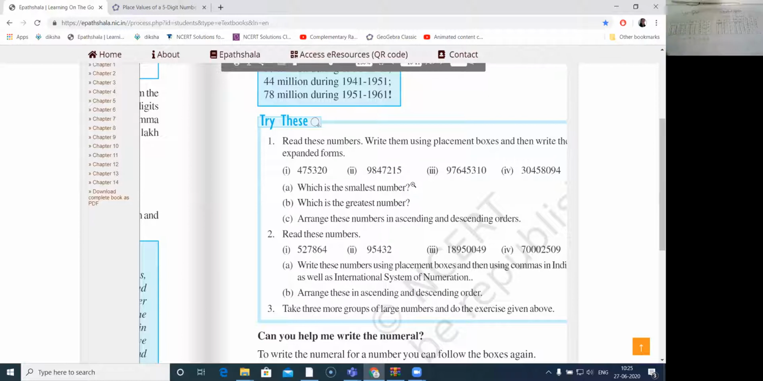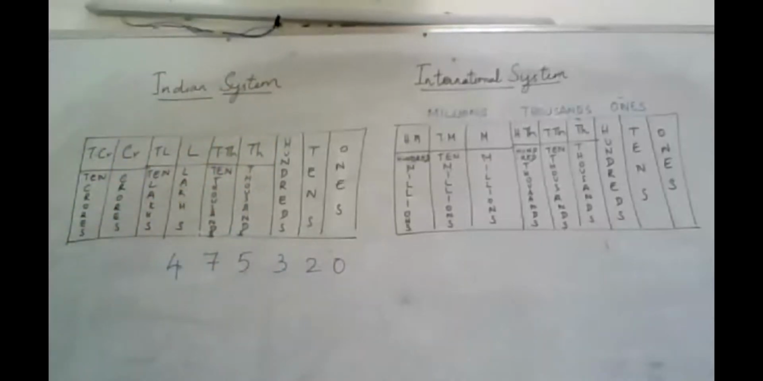I'm going to write them in the placement boxes and I'm also going to read the numbers and write them in the expanded form. All three we are going to do. So I've come back to my board. Can you see I've written down the first number?